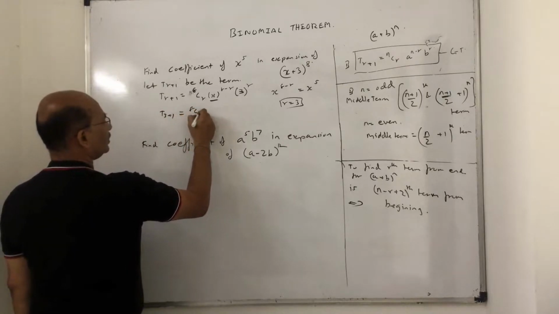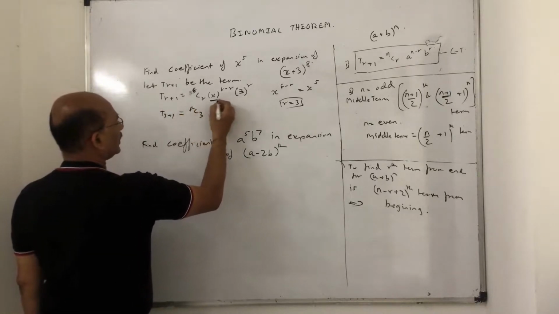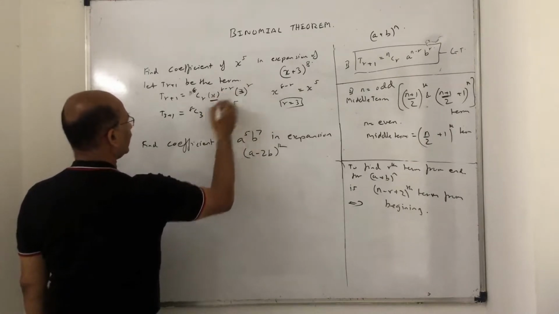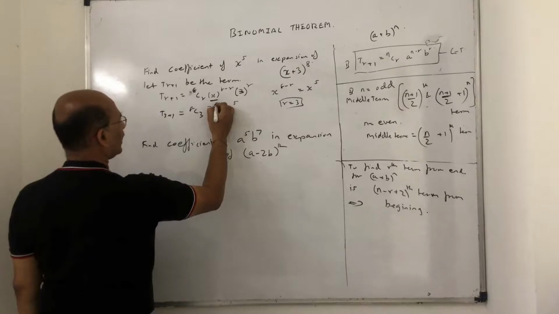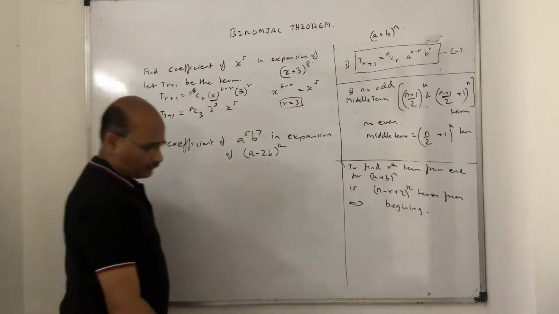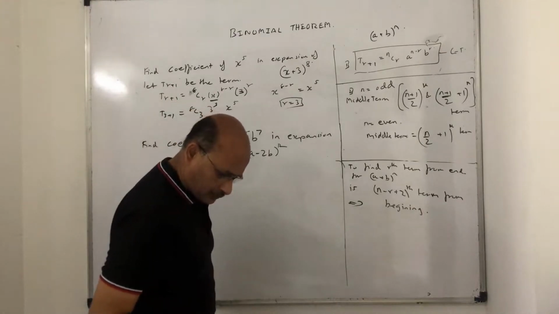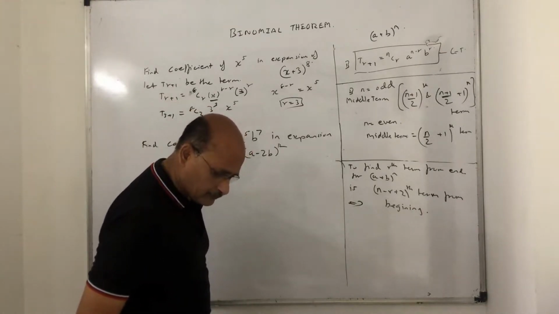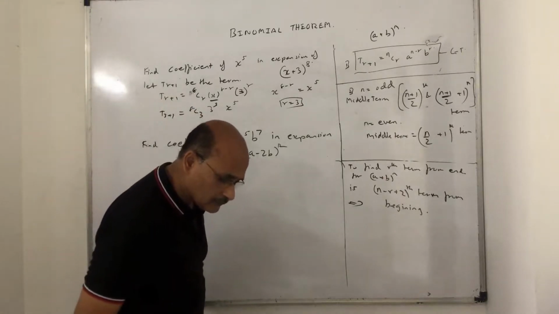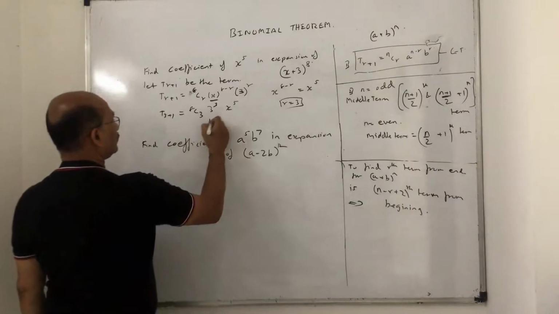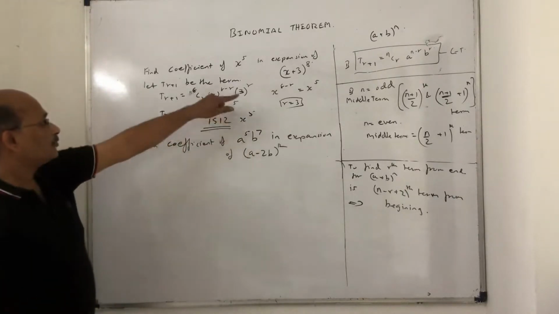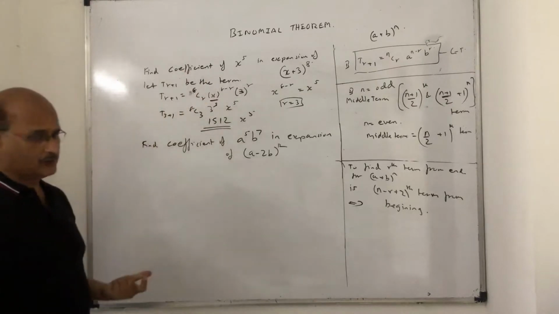So 8C3, then x is definitely 5 because 8 minus 3 will be 5, and 3 raised to what? r, that is 3. So 8C3, 3 cube. If you want to calculate, 8C3 will be 56 into 27, 1512. So it is 1512 x raised to 5. So what is the coefficient in the end of x raised to 5? So without expanding, this also is possible.